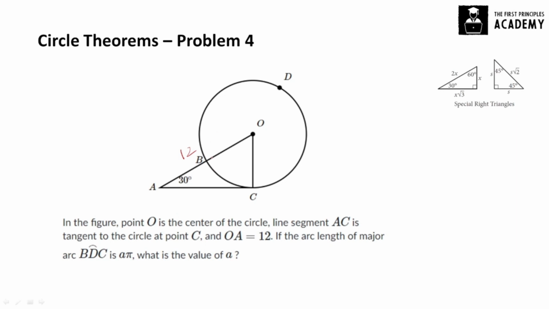So the major arc BDC, right, it goes through B, D and C, right? So this big thing is equal to A pi. The arc length is A pi, right? So it's corresponding to this central angle. This arc length is A pi. What is the value of A?